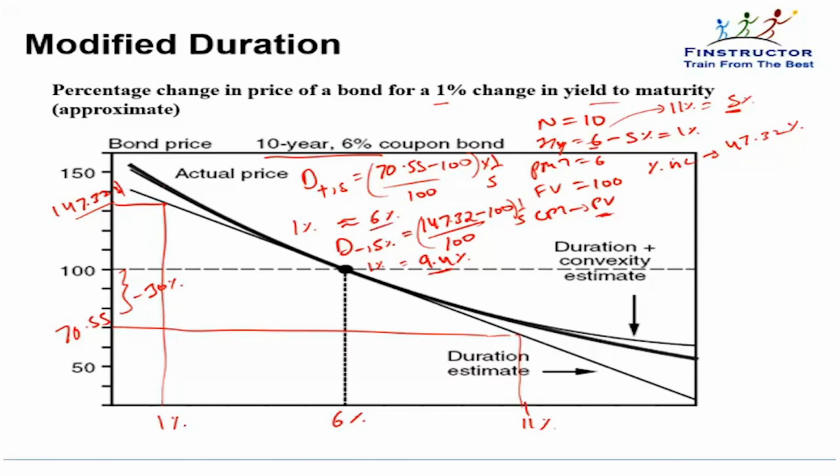Duration is defined as the percentage change in the price of a bond for a 1% change in yield to maturity. It doesn't specify increase or decrease. Obviously, if the yields increase, the change is different. That is, the price falls. The price falls by 6%. If yields go down, then the price is going up by a much bigger amount. In this case, it is going up by approximately 9.4%.